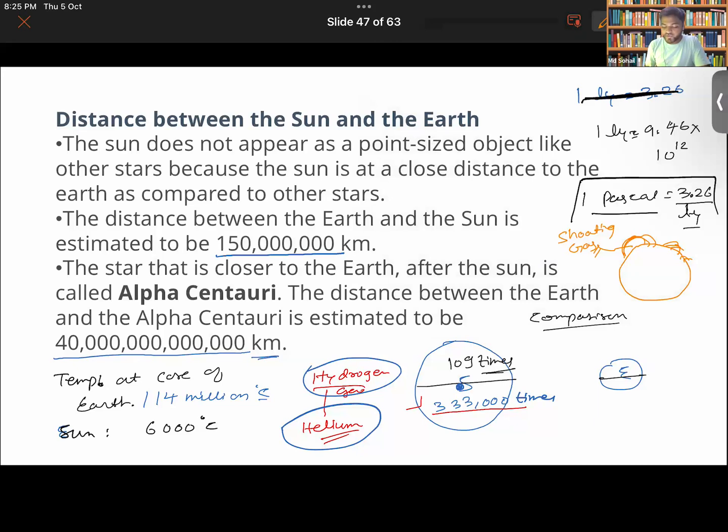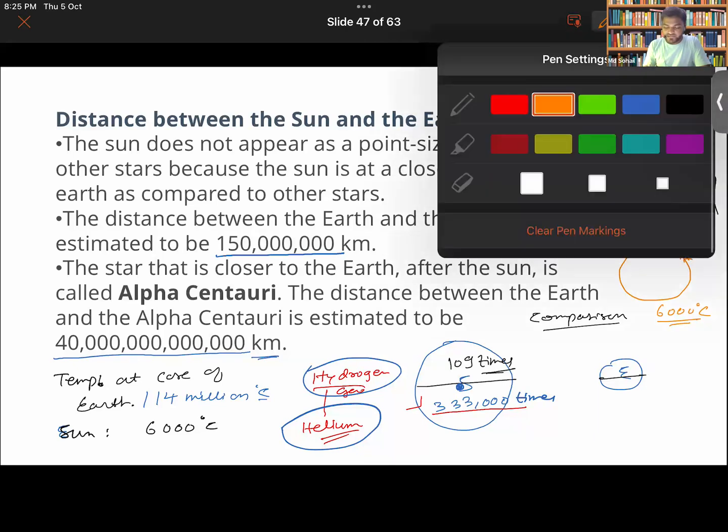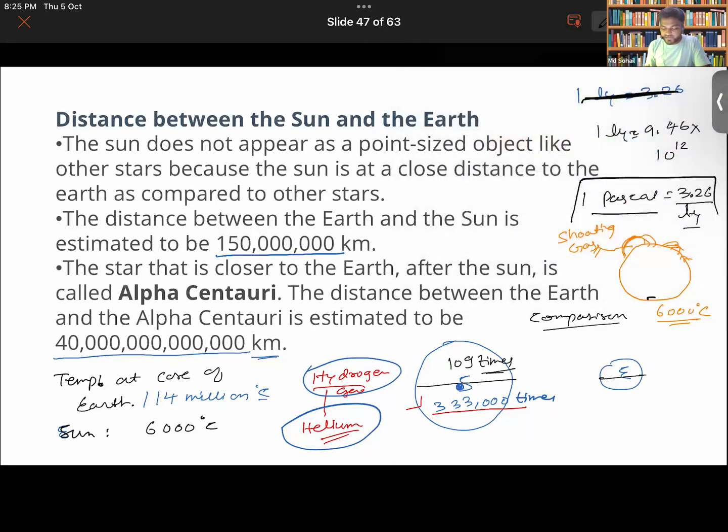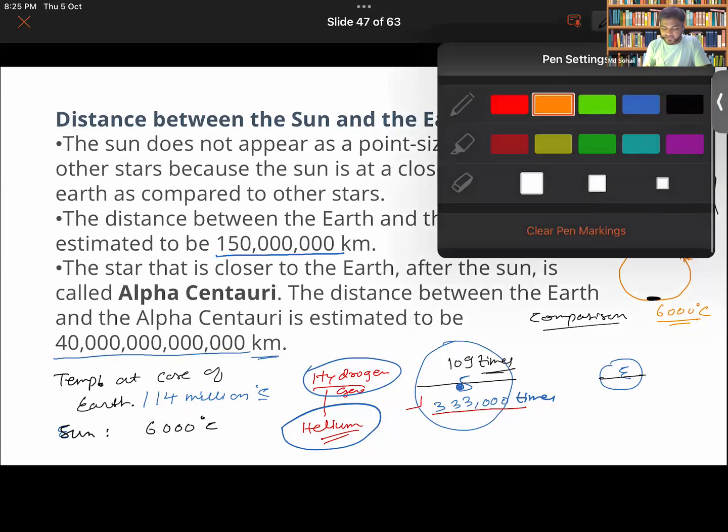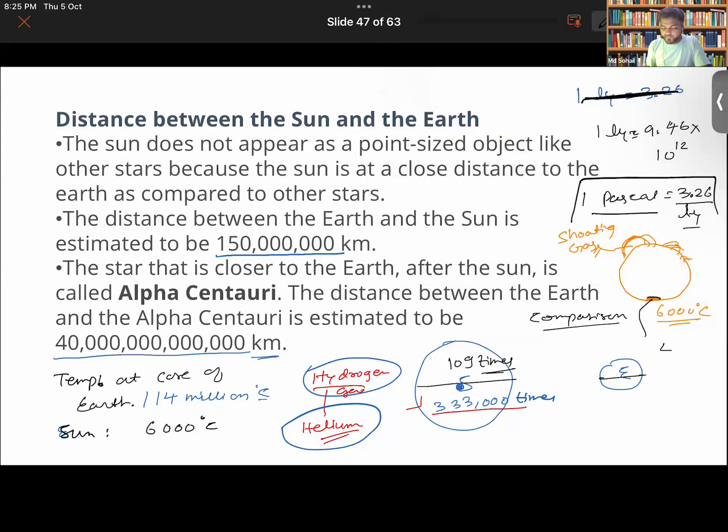Normally the surface temperature is found to be 6,000 degrees Celsius, but at some places, for example this place here, you will find the temperature to be 4,000 degrees Celsius, and it is a dark patch. The temperature is lower, that's why it is dark in color. Relatively, it is cooler, somewhere around 4,000 degrees Celsius.